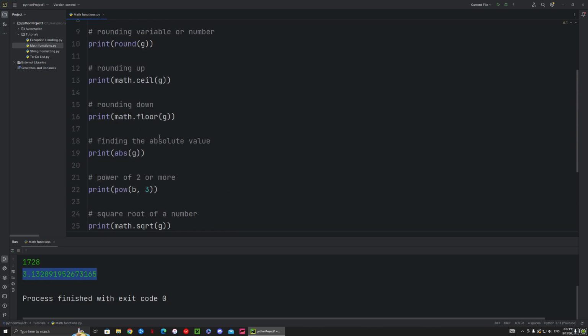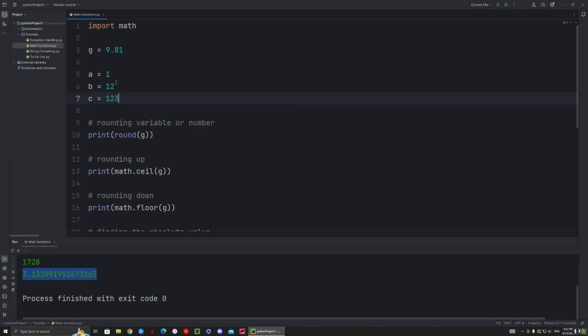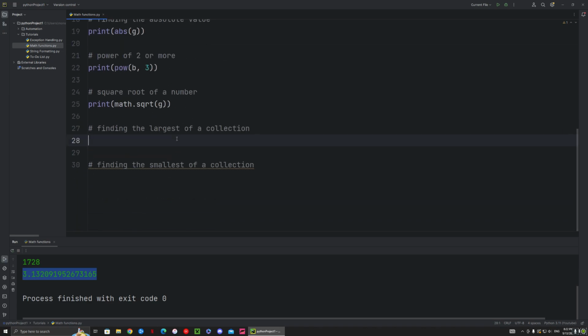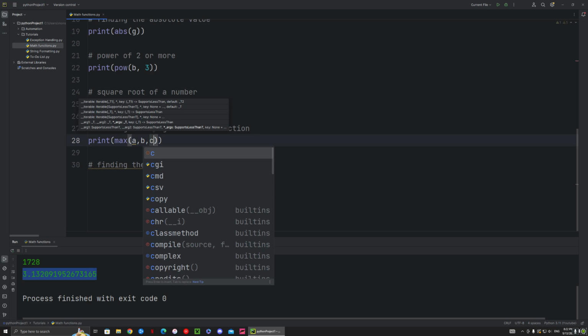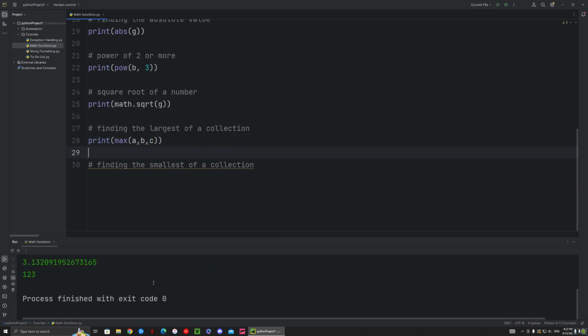Okay, cool. Finding the largest of a collection. So right here we have a collection, A, B, and C. There's the smallest one, which is 1, and there's the biggest one, which is 123. So to find the largest, we say print max, and then we give our variables, so A, B, and C. Which one is the max? The max is 123. And if you do want to find the smallest of a collection, it's the exact same but opposite. So instead of max, you use min, and you run it, and the answer is 1.